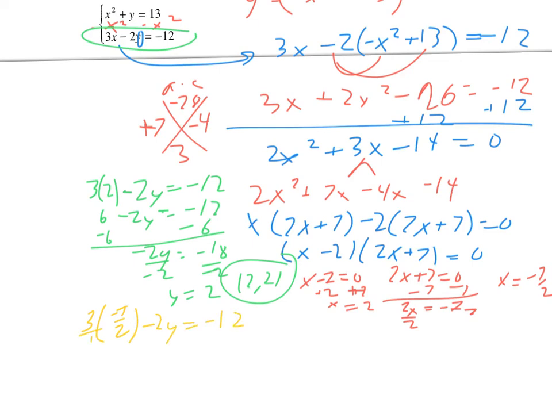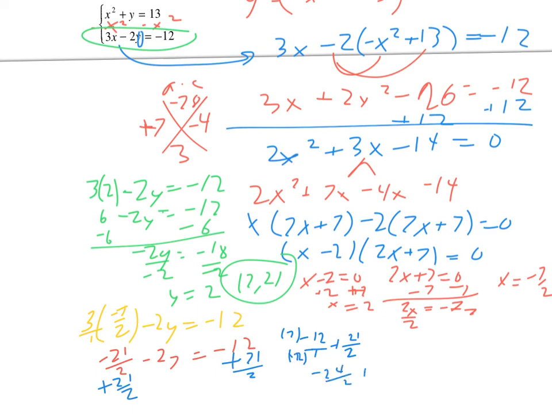So this will be 3 over 1 here. So I can't cross cancel, but I get negative 21 over 2 minus 2y equals negative 12. I'm going to add 21 over 2 to both sides. So I need to do negative 12 over 1 plus 21 over 2. That's going to require a common denominator, so I need to multiply this by 2 over 2. And I get negative 24 over 2 plus 21 over 2 equals negative 3 over 2.